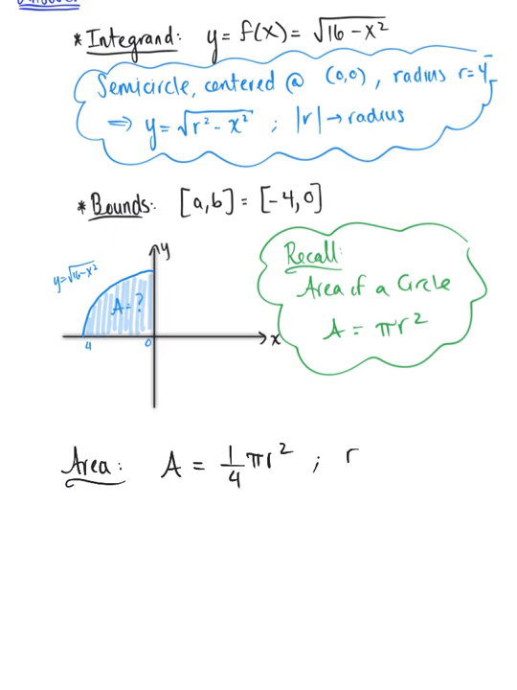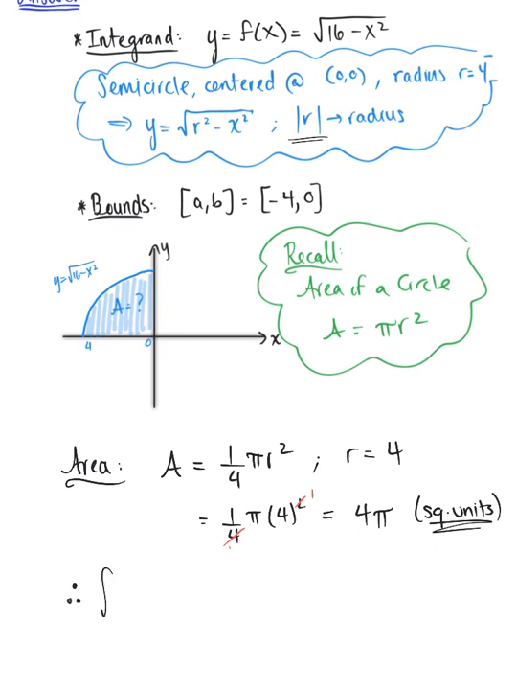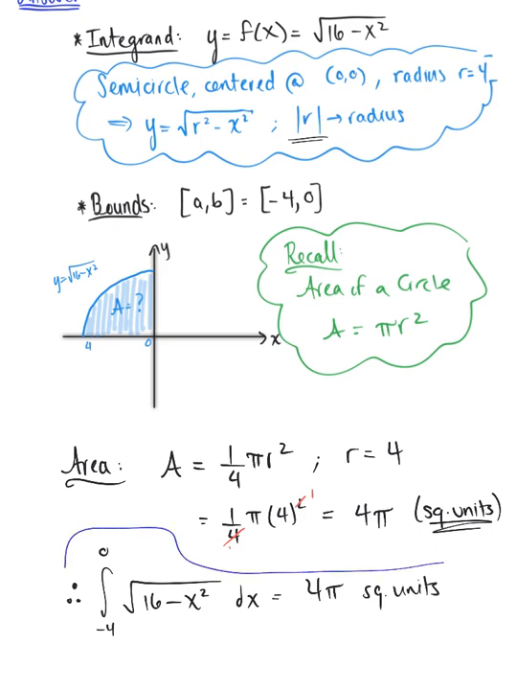And since we have a radius here of 4, right, because your radius is always positive, when we plug this in, we have 1/4 pi times 4 squared. So one of the 4's in the numerator cancels with the 4 of the denominator, leaving us with 4 pi. Of course, this is square units. So therefore, we can state that the definite integral from -4 to 0 of the square root of 16 minus x squared dx is equal to 4 pi square units, or units squared. And so this is our beautiful final answer here for the area under the curve.